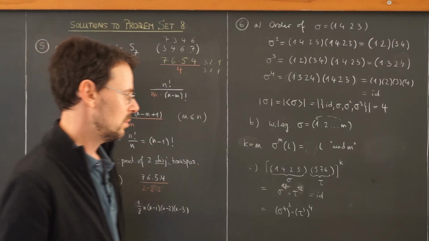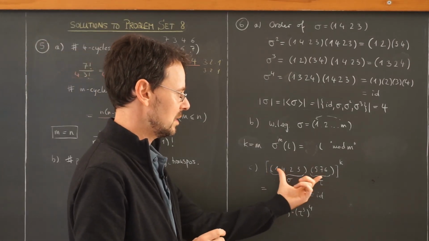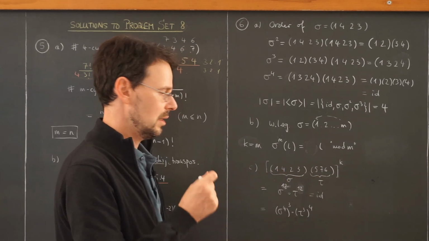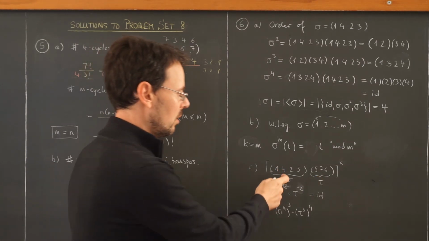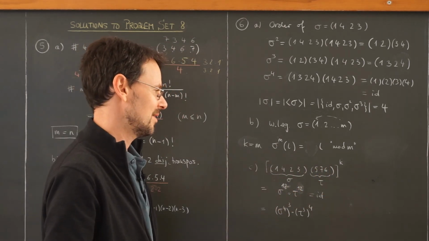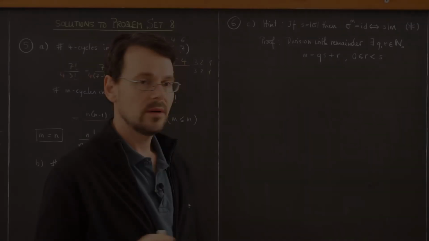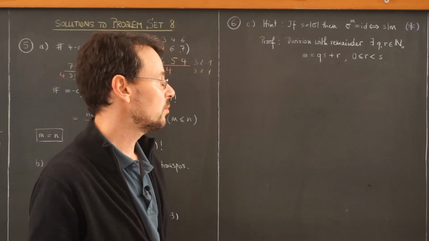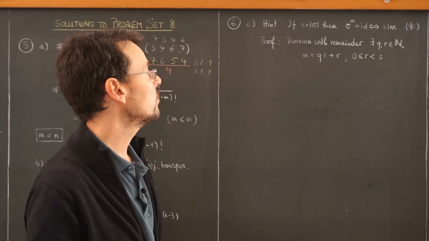So our claim would be that the order of a cycle is the least common multiple of the orders of the cycles. This would be the claim. Okay, let's try the general proof, and for this we first prove the hint.